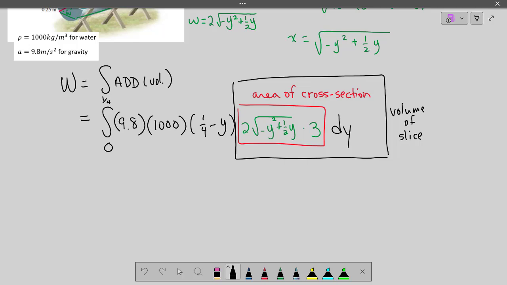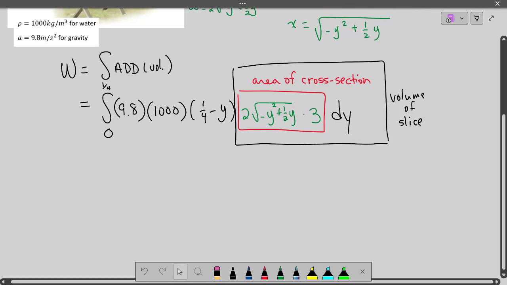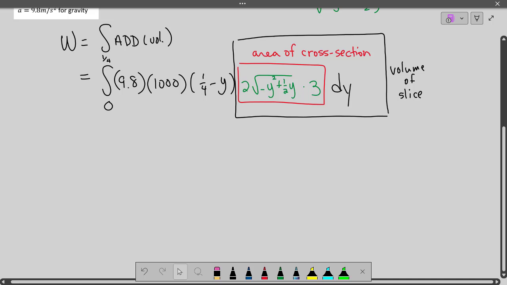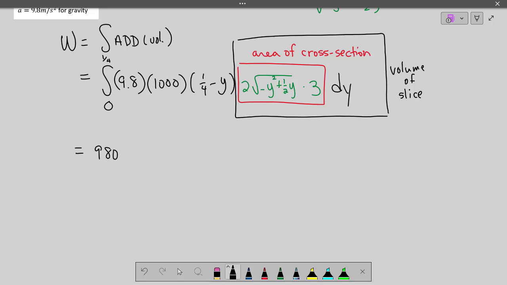Now we have it. All the multiplicative constants can come to the front. We've got a 9800 like we often will from those two. And then it looks like we have a 6 from in here to the front. So we have this integral from 0 to a quarter. And let's see what's left inside. 1/4 minus y multiplied by this square root.